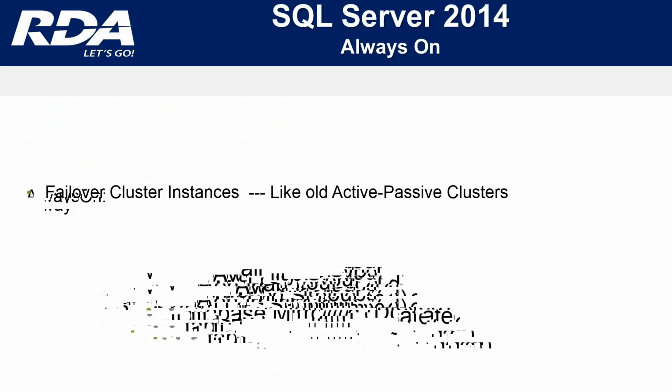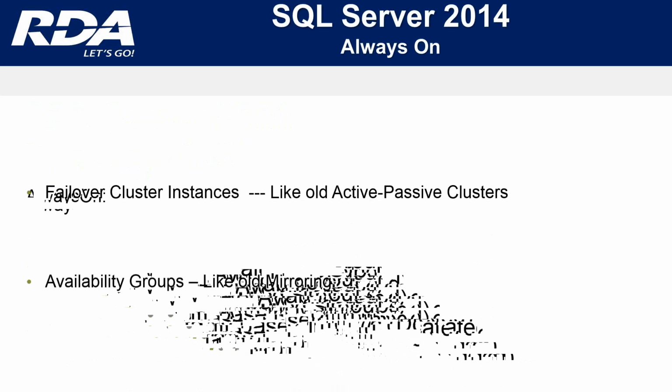Another component of always-on, distinct from failover cluster instances, is availability groups, and this is one that we touched on a moment ago. It's more like the old mirroring, and it does solve a lot of the downsides of mirroring. Failover cluster instances and availability groups can be used in combination, and that's what's really exciting to me.